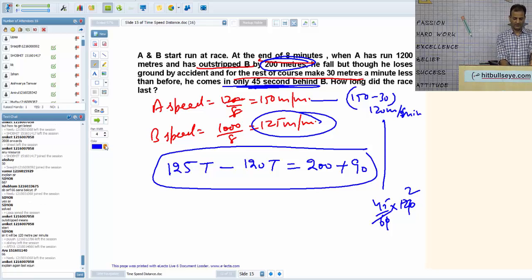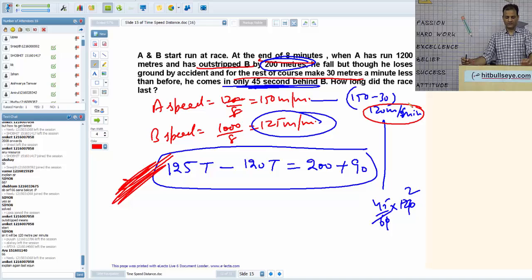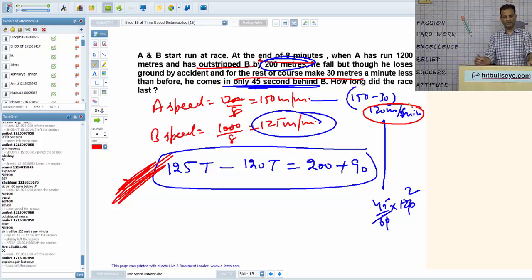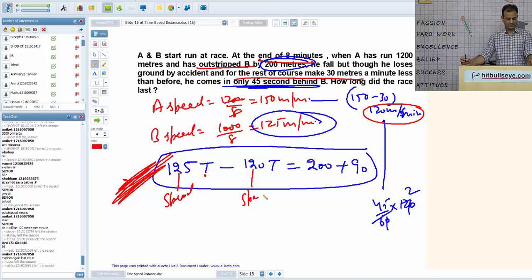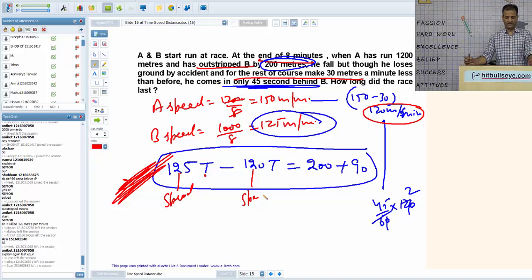Again I will repeat. This equation will be very useful in most cases in various questions. After A has fallen, the race lasts for T minutes. In T minutes, B will run 125 into T. Speed into time will be distance. This is the speed of B. This is the speed of A. Because they are running in the same direction, it is relative. It will be minus, equal to 200, because B is 200 meters behind. That means B has won the race.